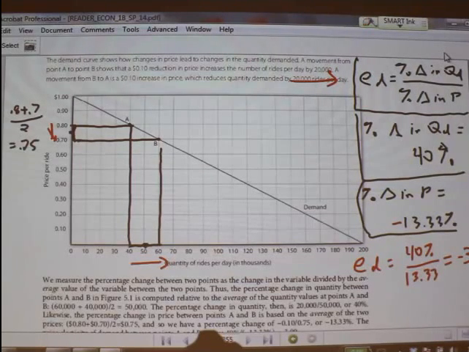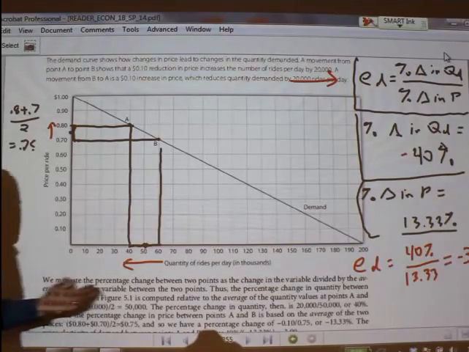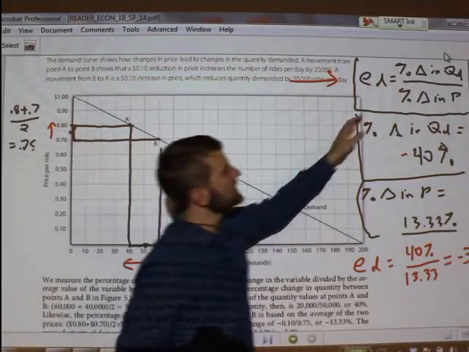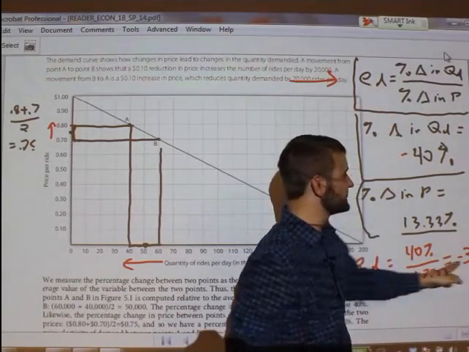If instead we go from B to A, then that's an increase in price, but that's associated with a decrease in quantity demanded. So there, the percentage change in price would be positive, but the percentage change in quantity demanded would be negative. So in other words, we're talking about price elasticity of demand. One of these percentage changes is always going to be negative. That's the law of demand, right? So therefore, this is always going to be negative.